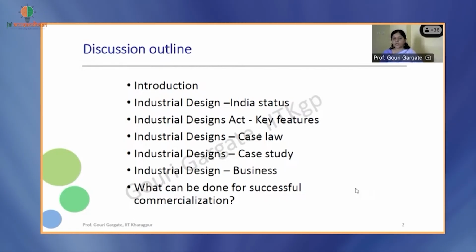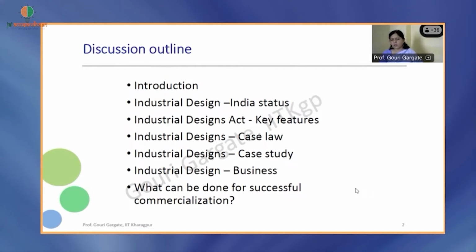Already Sir has shared with us so many case studies, so we can easily relate those key features. From the legal point of view, how exactly the examiner looks into the application while examining it will be much easier to understand with the case studies Sir has shared with us.